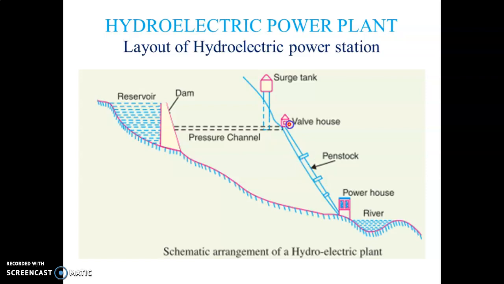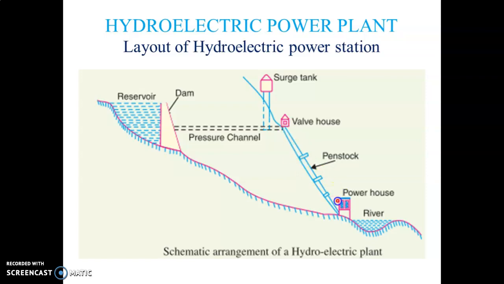The next one is the valve house or control valve. The control valve or valve house is placed at the starting point of the penstock. The main objective of the control valve is to control the flow of water from the reservoir to the powerhouse. Once we control the flow of water, we can control the electricity production from the hydro station, by closing or opening the valve.